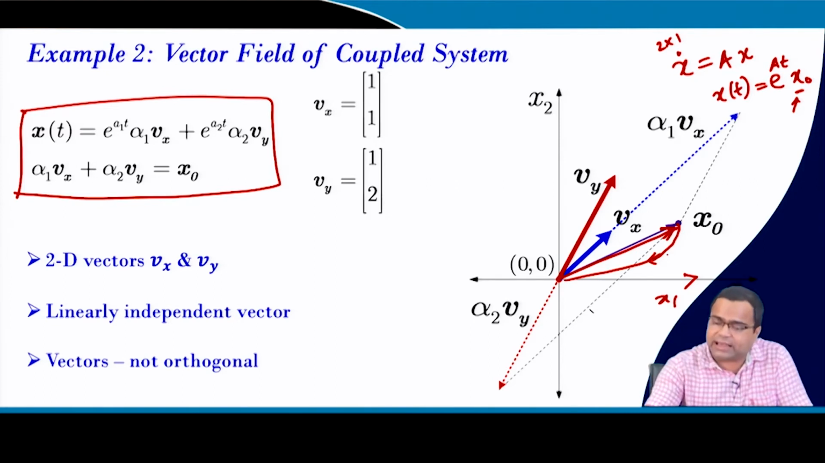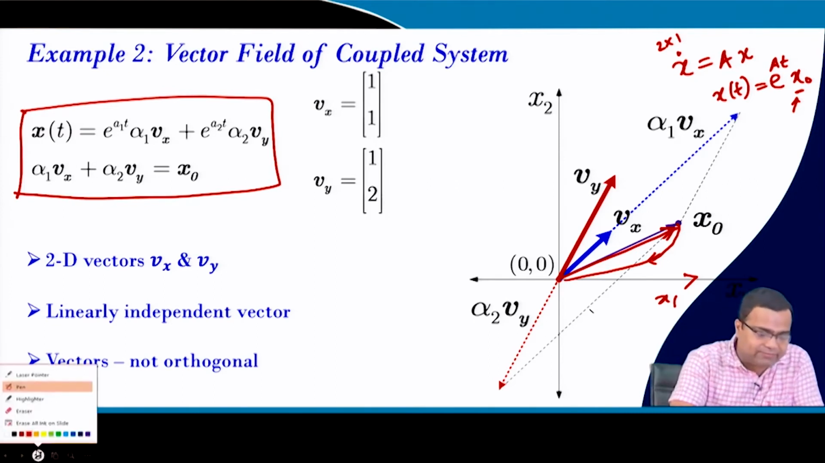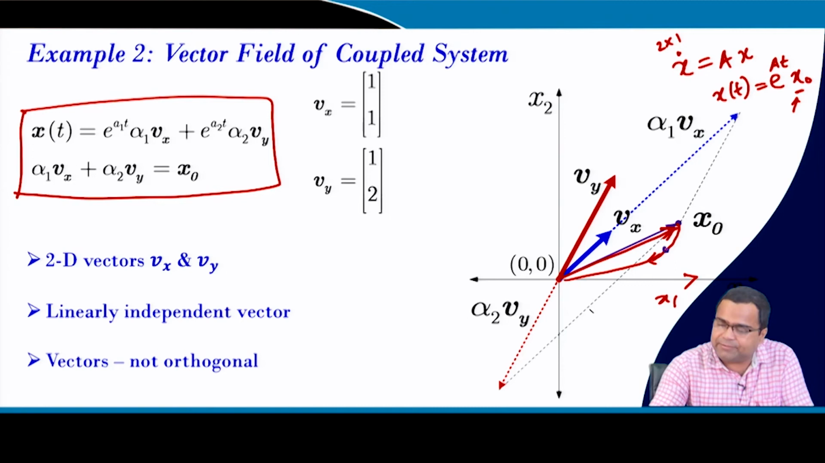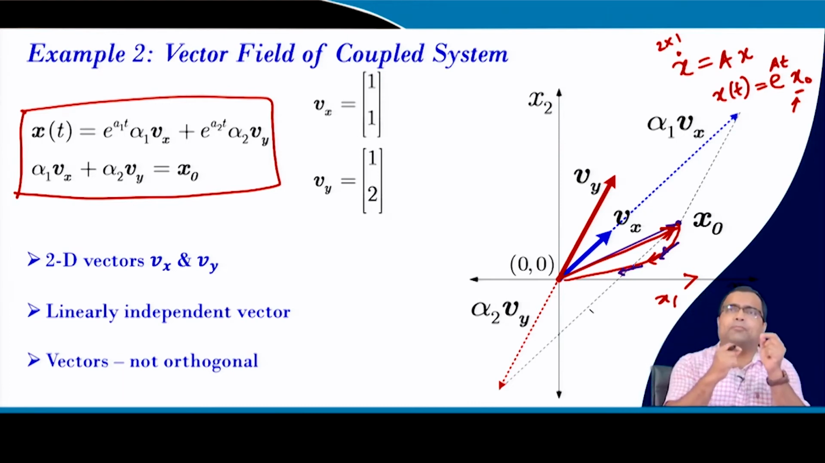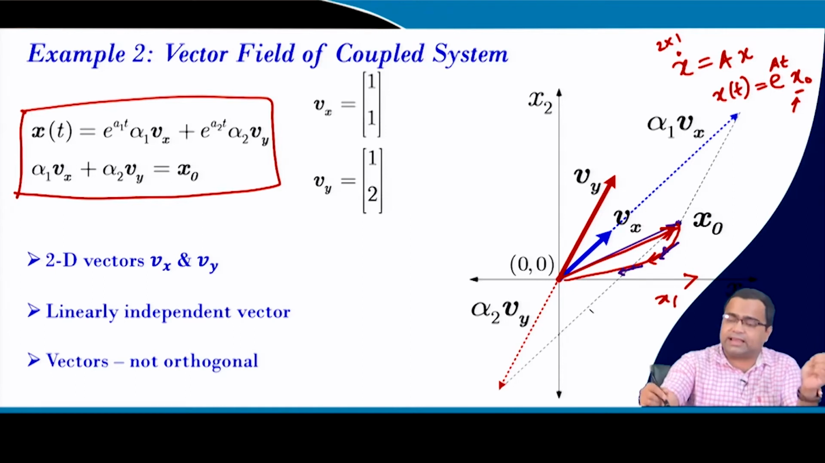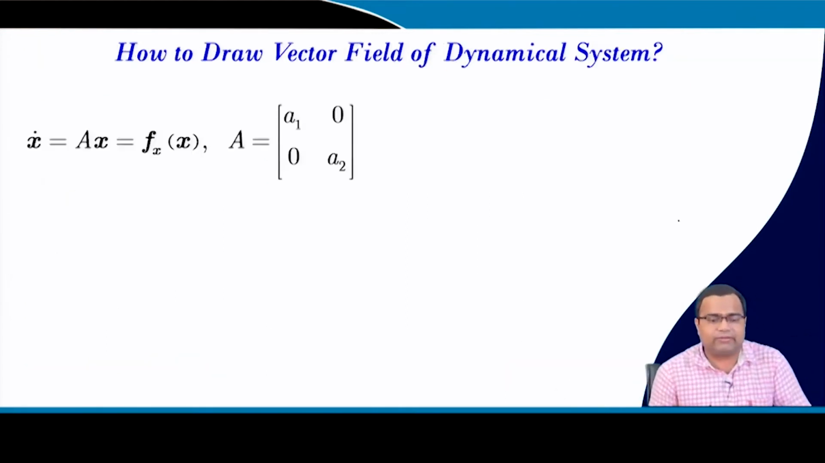So, this trajectory can be drawn by using the vector field. That means, at every point if you draw a tangent, you will get the direction of the vector field. By computing the direction of the vector field, we can slowly move the point and we can eventually draw the trajectory along which x0 will follow that path to reach the origin at the limit t tends to infinity for a stable system. So, how to draw the vector field?